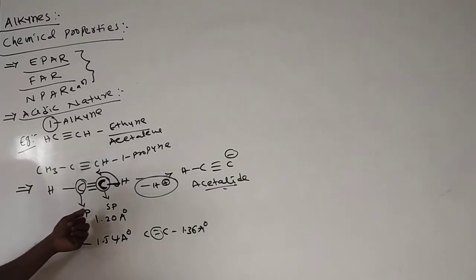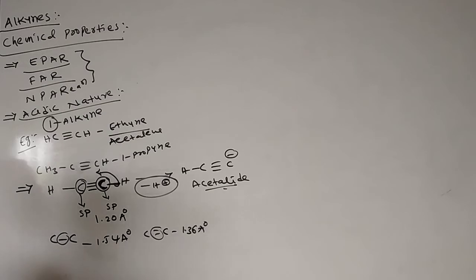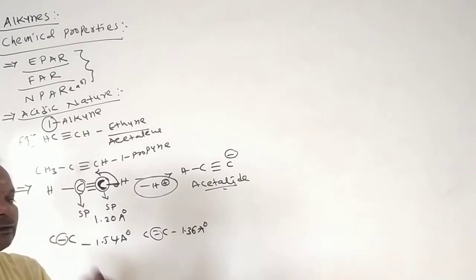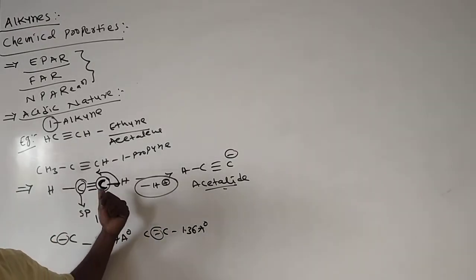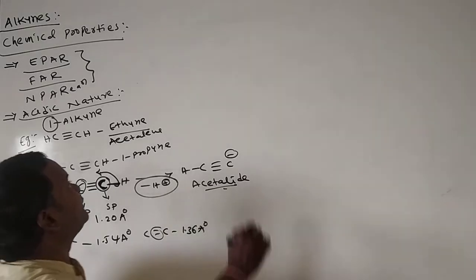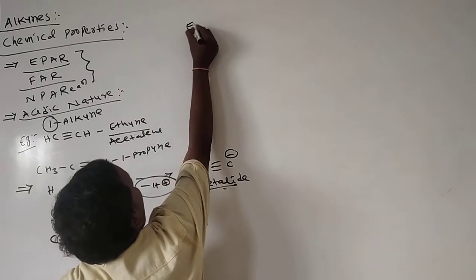The electronegativity of sp carbon is more than sp2 carbon and sp3 carbon, and why is electronegativity more? Because bond length is less. That's why electronegativity is more. It loses H plus ion and forms the acetylide ion. Due to the formation of the acetylide ion also, we consider acetylene or 1-propyne as an acid. Are there any evidences for this?